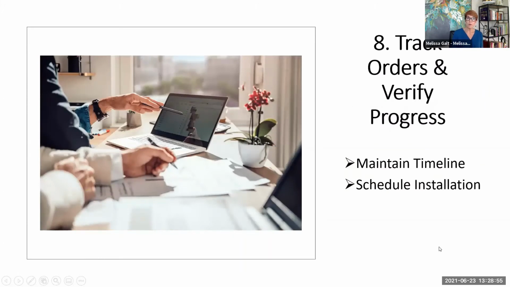Track orders and verify progress. Yes, I know this is painful, but you have to do it. Maintain the timeline. Schedule the installation. Okay.